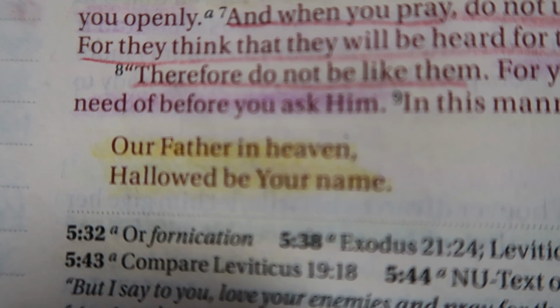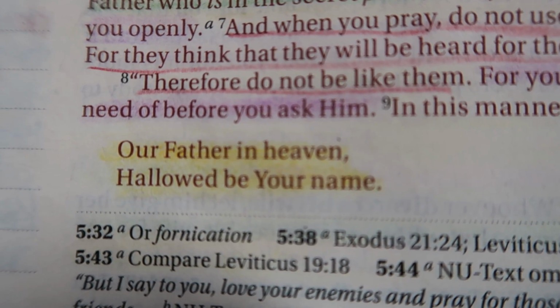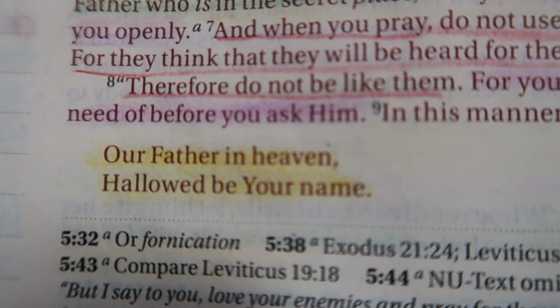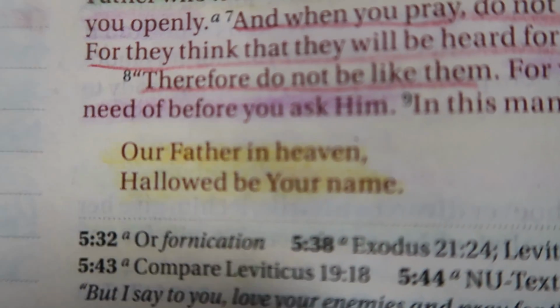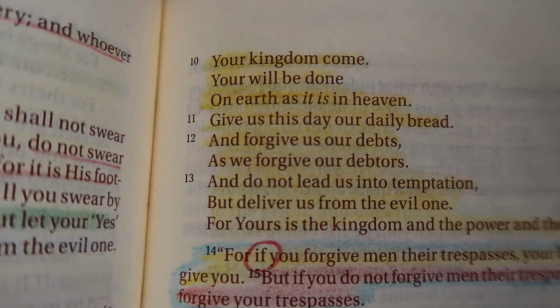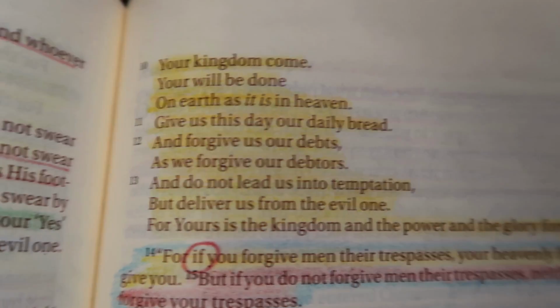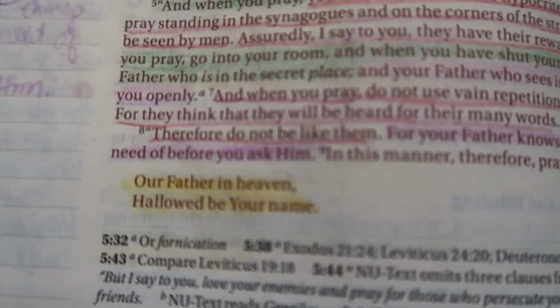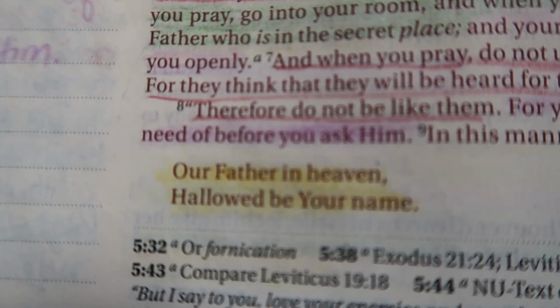Our Father in heaven, hallowed be your name. This is a different translation than the one that I normally do. I take these different things. I also color in my Bible. I'm almost finished coloring through the whole Bible, but that's another video for another time. The different colors mean different things. I do it like a file folder.